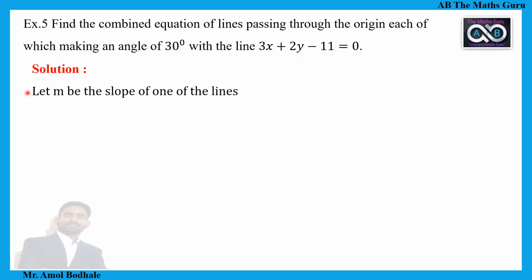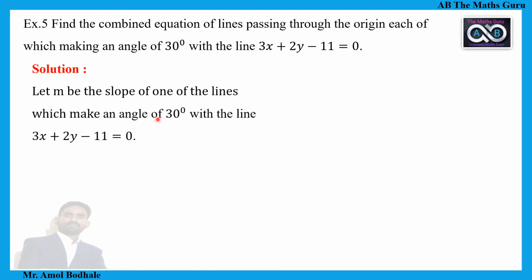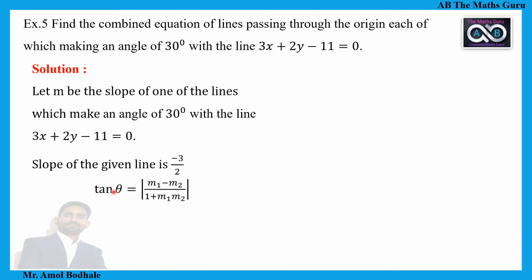So here let m be the slope of the one line which making the angle 30 degree with this given line 3x plus 2y minus 11 equal to 0. So let's calculate the slope of this line, which is minus a by b, that is minus 3 upon 2. So as we know the formula, that is acute angle between the two lines, tan theta equal to modulus of m1 minus m2 upon 1 plus m1 m2.